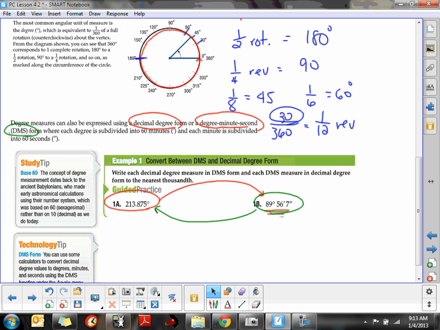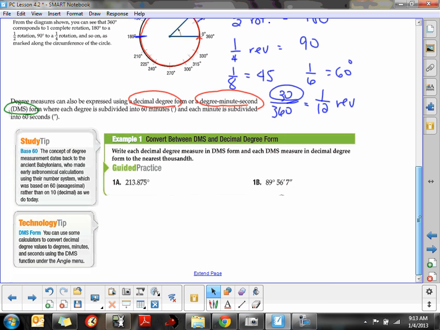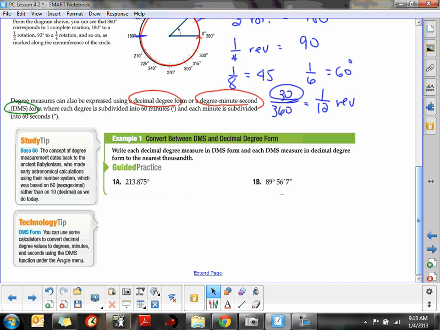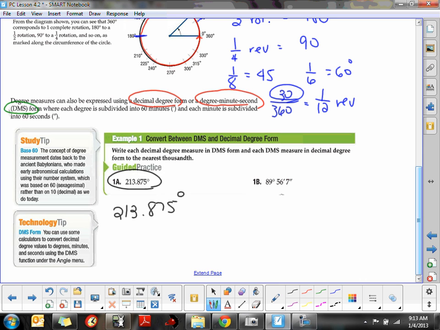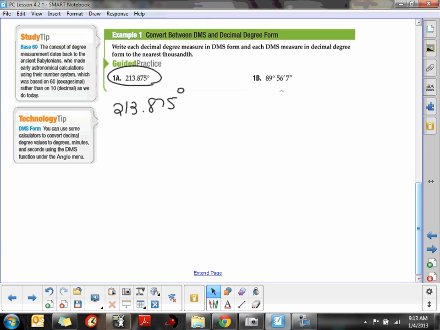So our first task is to change between degree decimals, or decimal degrees, and degrees, minutes, seconds. A little side note here about the Babylonians, and then something you can use your calculator with as well, but the point of emphasis would be not to use the DMS form on your calculator to convert between angles and degree decimals. What I want to see you guys do is take this 213.875 degree angle measurement, and convert it into degrees, minutes, seconds.